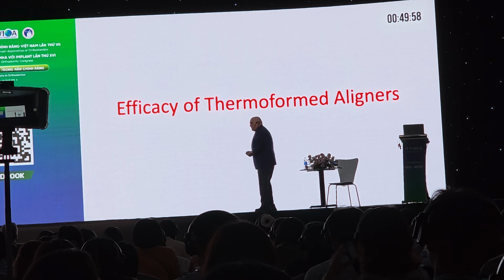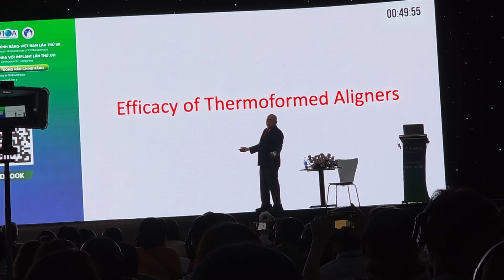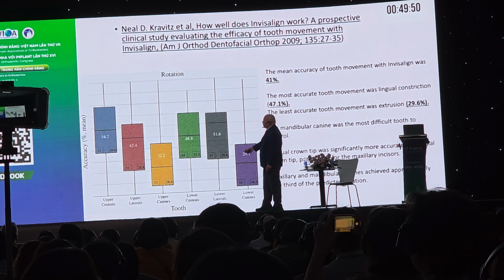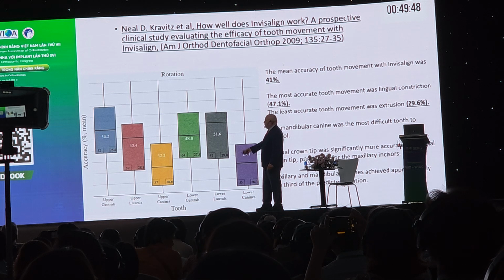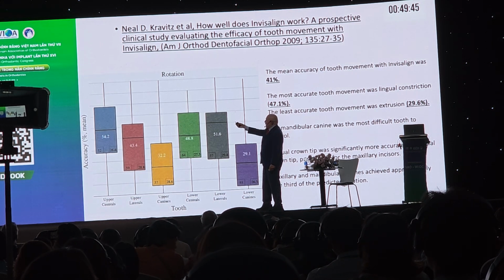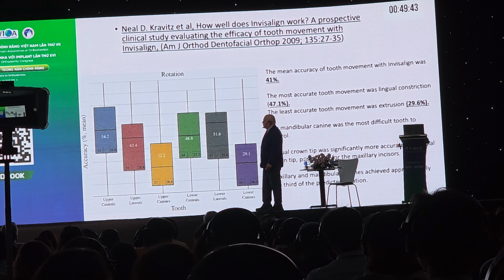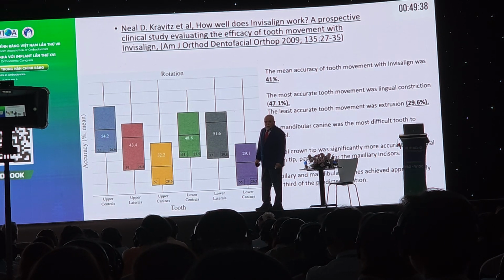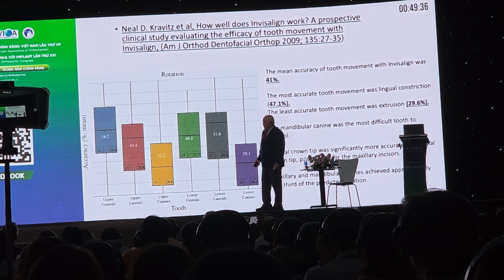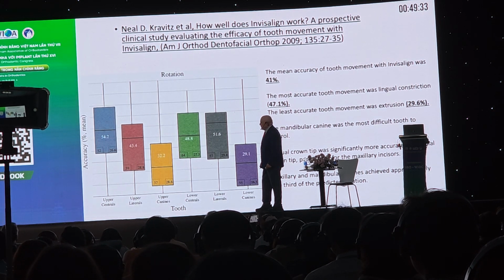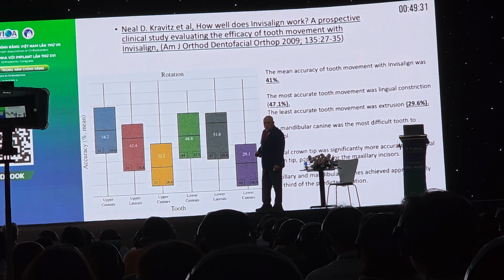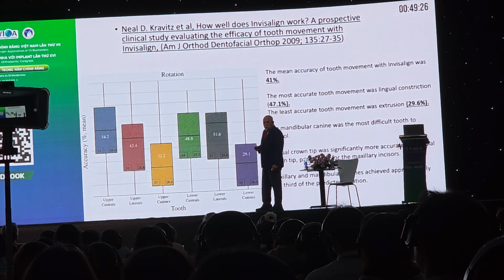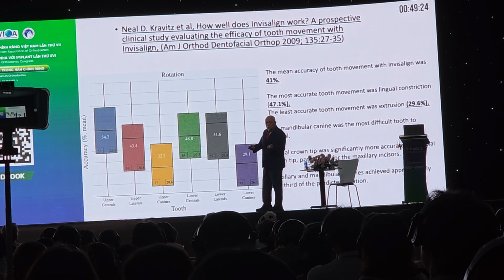So the next thing that comes in is that since we have all these problems, what is the efficacy of thermoformed aligners? Well, this is a study which came out in 2009, which talked about the accuracy of movement being only 41%. But Invisalign was the only one doing aligners, so that's why it's Invisalign. It could be any other company. So that means 50+% of the patients could not get the tooth movement you were looking for.